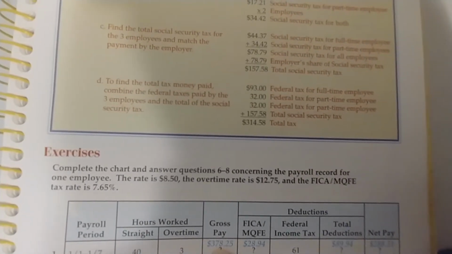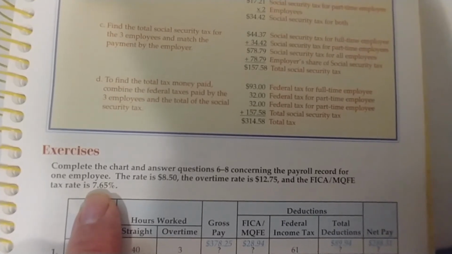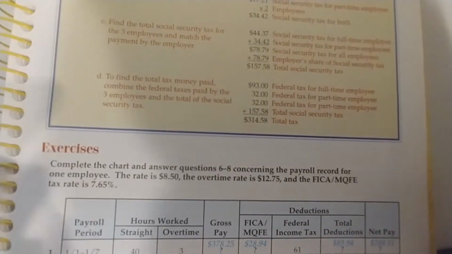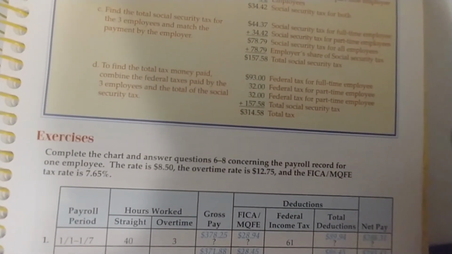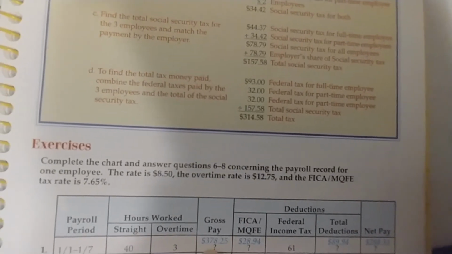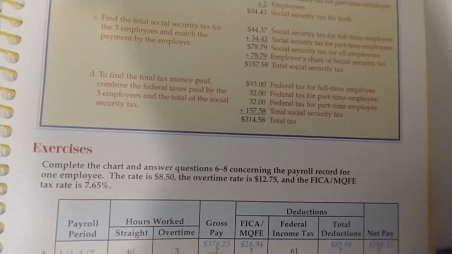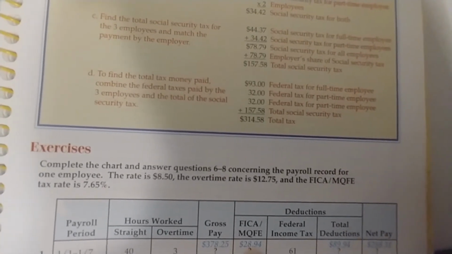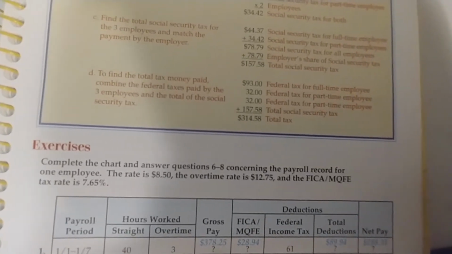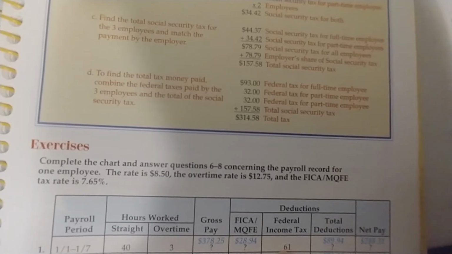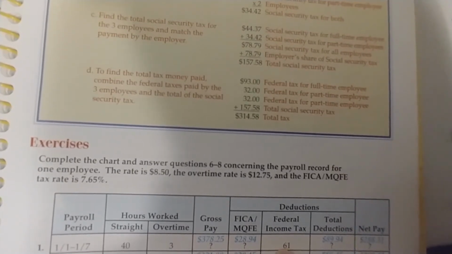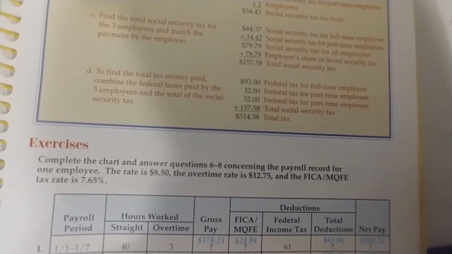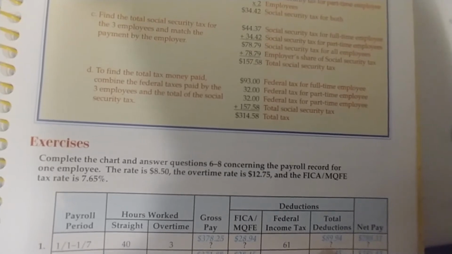All right. Then your FICA is 7.65%. So if you're going to take that times, you would go 0.0765. You'll take that times his gross pay, which is this number, and you should come out to $28.94 here. That's his FICA. They already gave you the federal of 61, so you add FICA plus federal, and it should come out to $89.94.